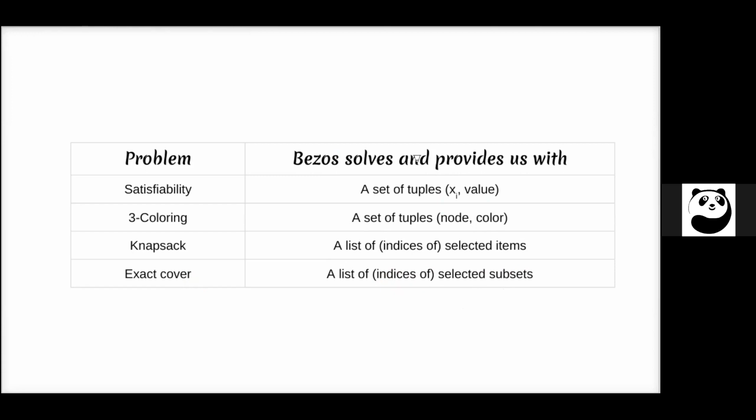The important thing to notice is that the data that we receive back is proportional to the problem size. We have n variables in satisfiability. We will receive something like 2n, because you have the variable and its value. For 3-coloring, we have node and color, so it's 2 multiplied by the number of nodes. Knapsack, the number of items we receive is less than or equal to the number of items in the instance. Exact cover, same thing. So the data is small.